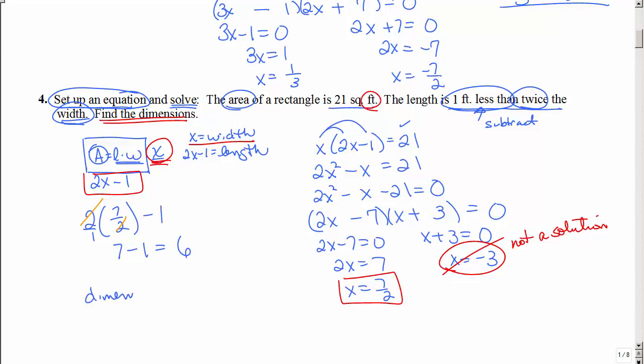So what are those dimensions that they're looking for? Well, let's see. The width is 7/2 feet, and the length equals 6 feet. Make sure you read those directions, you set up an equation, and you find not just x, but in this case, the width and the length.